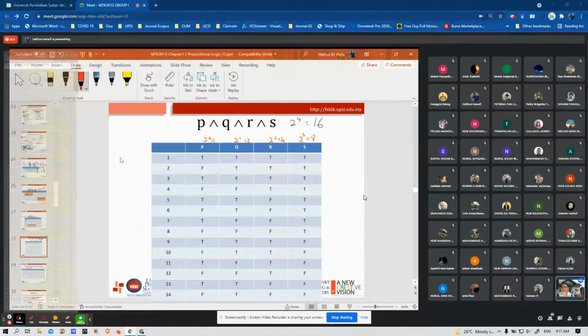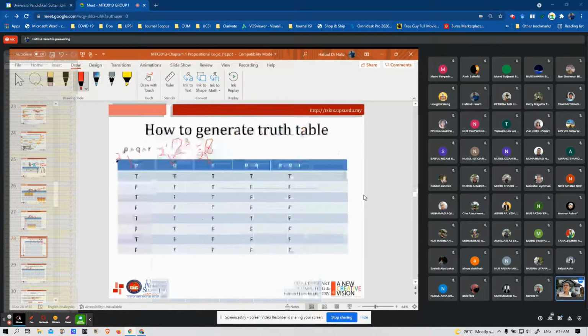Okay, let's go for this one. We have 2 power of 4. We should have 16 in the table here from 1 until 16. P is 2 power of 0, 2 power of 1 is 2, 2 power of 2 is 4, 2 power of 3 is 8. Okay, same goes here. We have to generate the truth table.